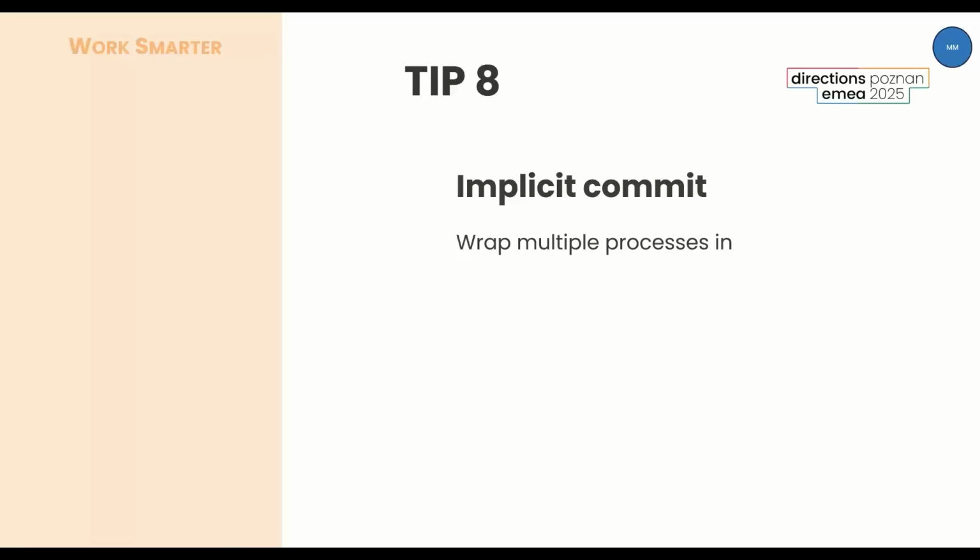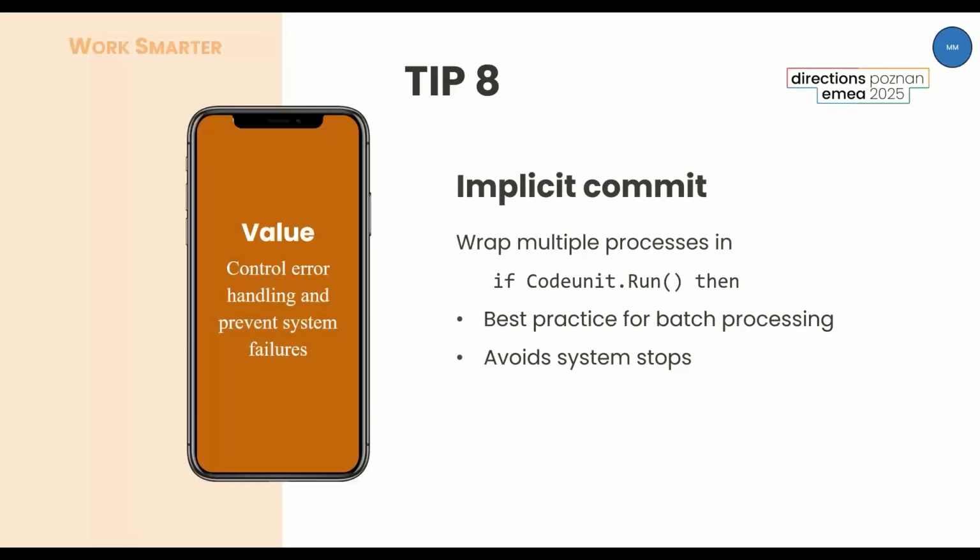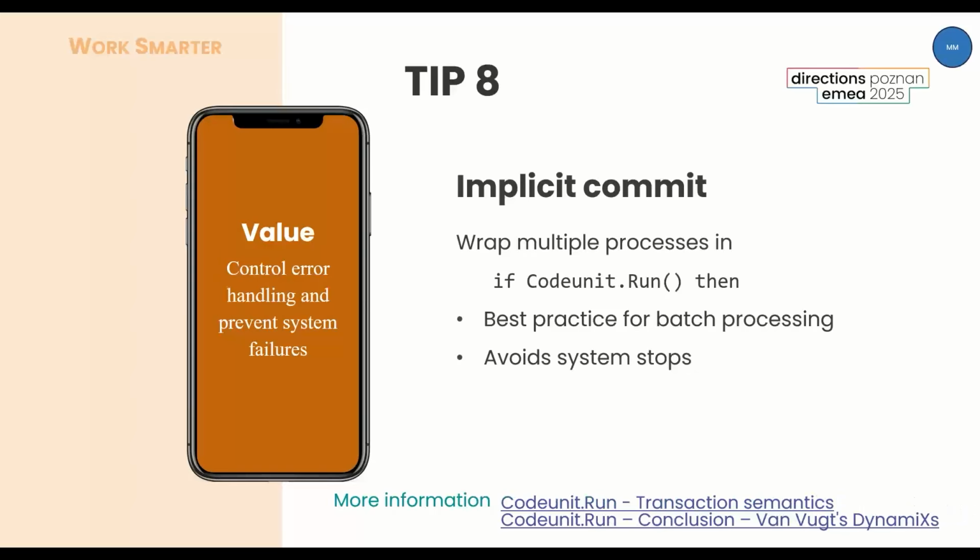Tip number 8 is about implicit commit. So it is about Codeunit.Run. The idea here is that if you wrap the Codeunit.Run inside the if statement, it will automatically create a commit at the end. So basically, if the Codeunit.Run fails, then it will roll back all of the changes. And this is the best practice or best scenario if you want to use it for batch processing, because then you are avoiding system stops and you are sure that if something is processed, it is written into the database.